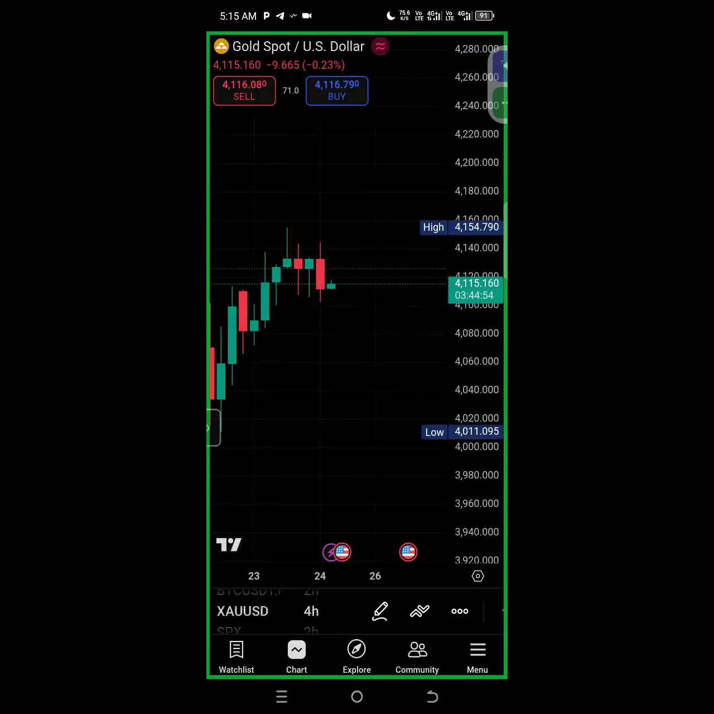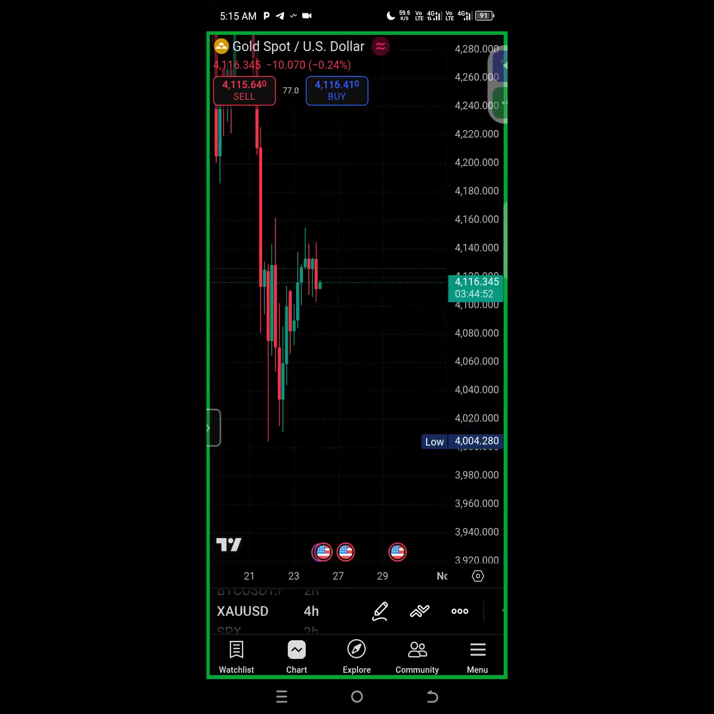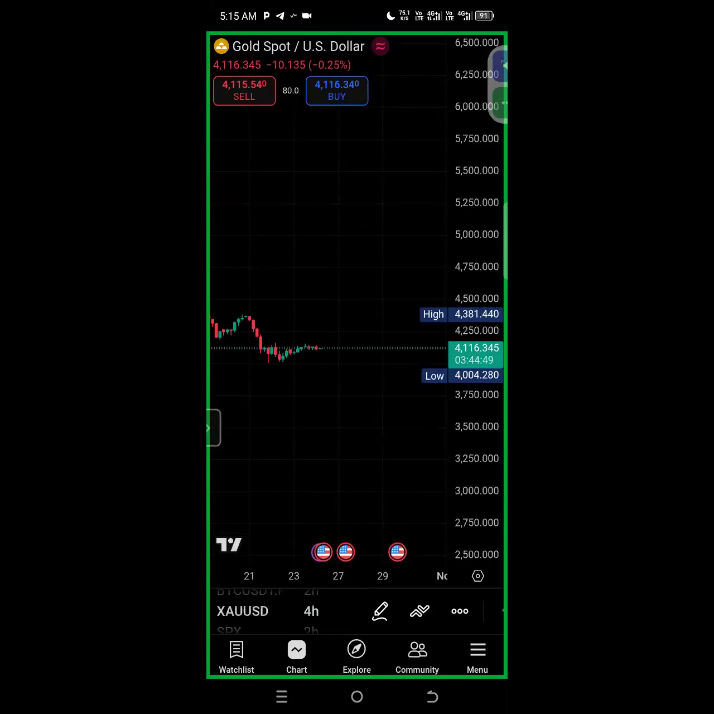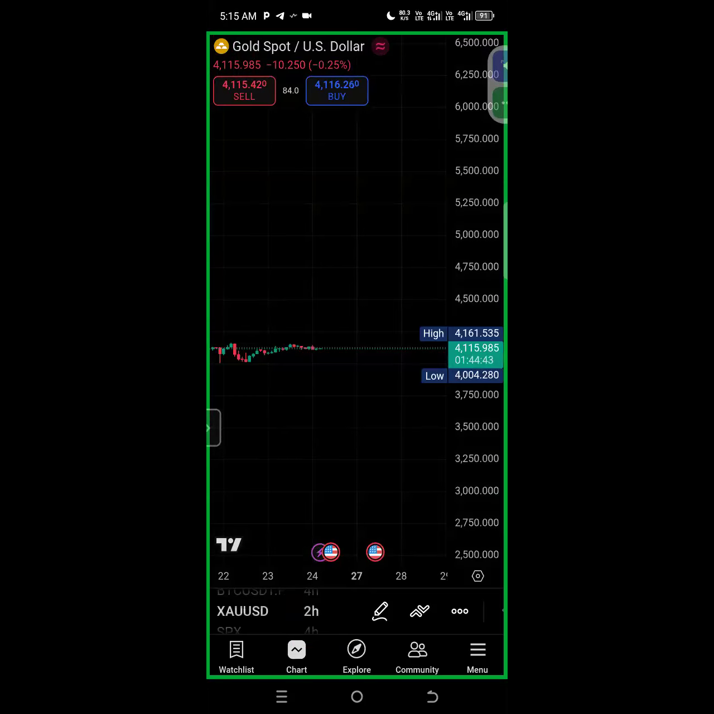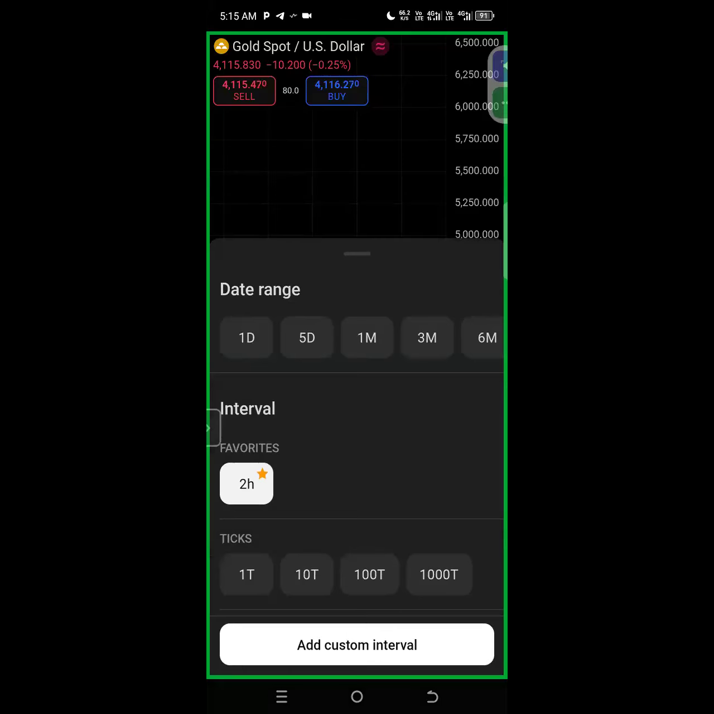So we have different time frames, so let's look at them. Let's tap on the time frame. In fact, good.